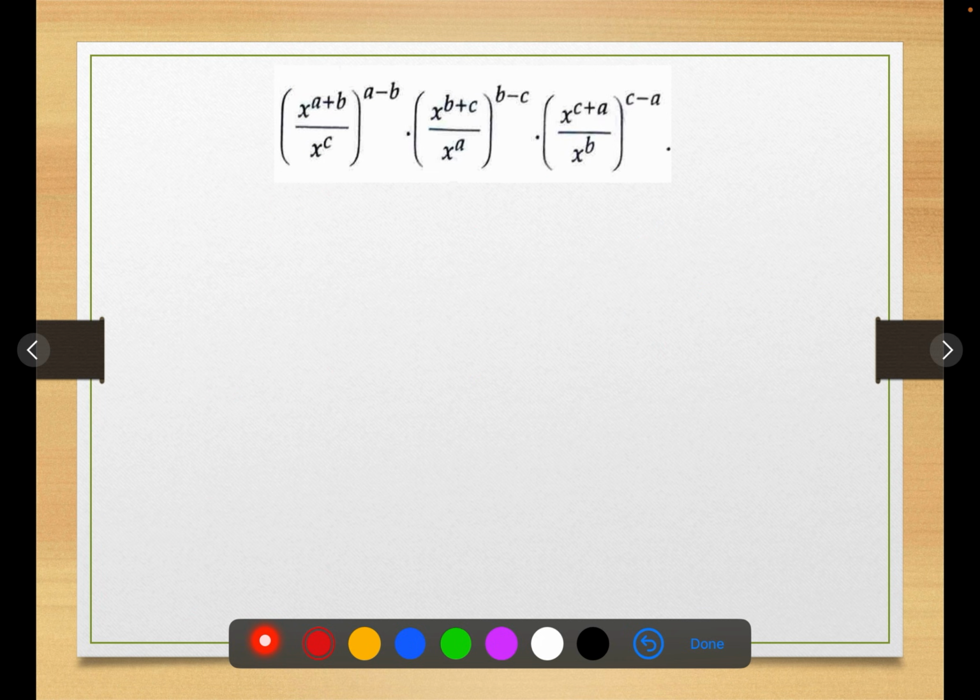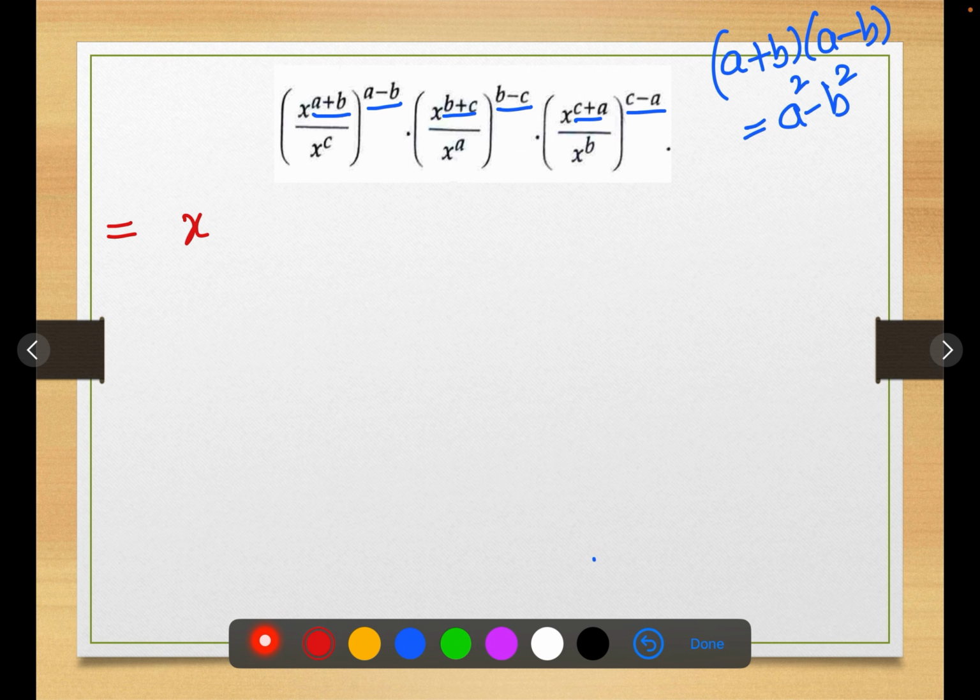Again, a variable question. Use the same strategy, but here there are many numbers. So what I'll see and observe very first is a plus b, a minus b, b plus c, b minus c, c plus a, c minus a. So do you remember a plus b, a minus b is a square minus b square, the identity we have studied in our previous class? Let's apply the same.